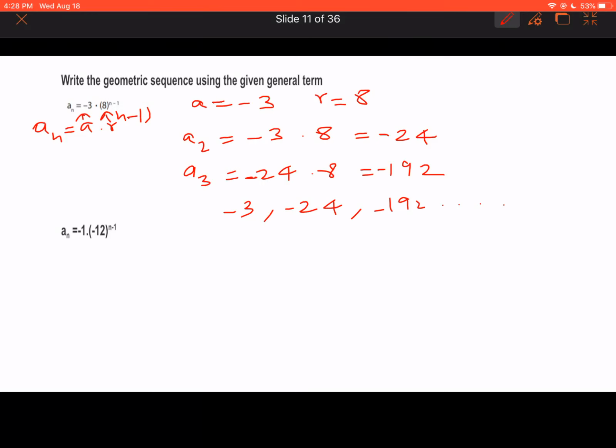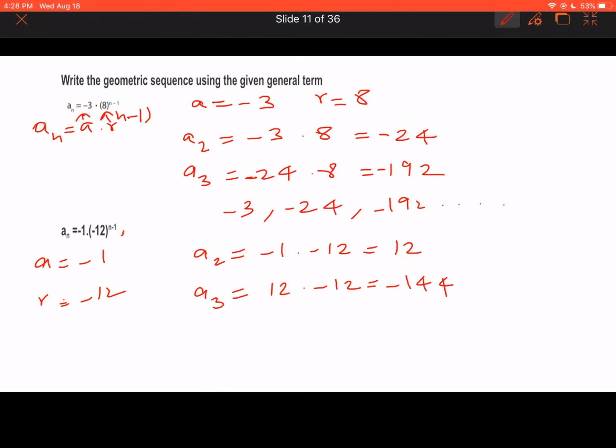In this next problem, a is identified as minus 1 and r's value is identified as minus 12. So a2 is going to be minus 1 times minus 12, that is 12, and a3 is equal to 12 times minus 12, that is minus 144. So the sequence is going to be minus 1, 12, minus 144. We are able to see the alternation of negative and positive in the terms because of the presence of r's value as negative.